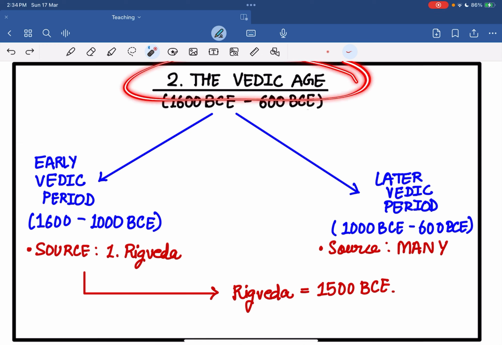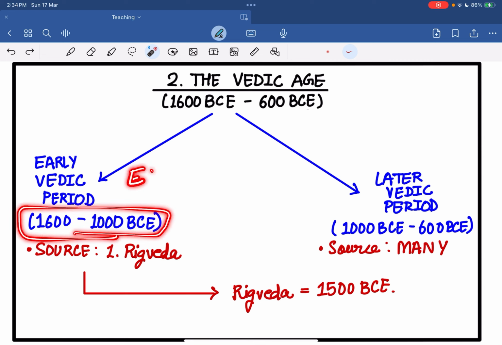When we talk about the Vedic age, it's divided into two parts, the early Vedic period and the later Vedic period. We'll see why we have these classifications. There has to be something different between the early Vedic period and the later Vedic period. That is why we classify them into two very distinct periods. The early Vedic period, EVP, has a timeline of 1600 BC to 1000 BC. The later Vedic period has a period of 1000 BC to 600 BC. We'll understand why we have these classifications.